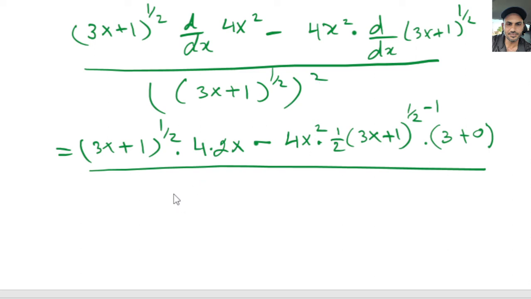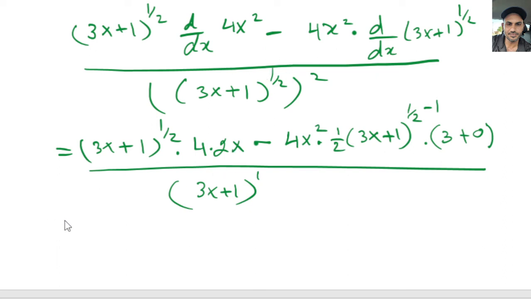And everything divided by 3x plus 1 to the 1/2 times, and then we square that. So we're going to apply the property of exponents. When we have an exponent raised to another exponent, we just multiply the exponents. So when we multiply this 1/2 by the 2, 2 times 1/2 is just 1. So we're just left with 3x plus 1 to the first power, okay, when we simplify this.